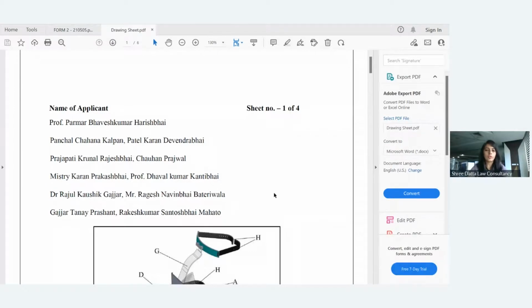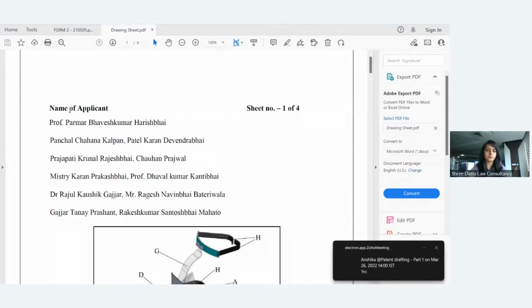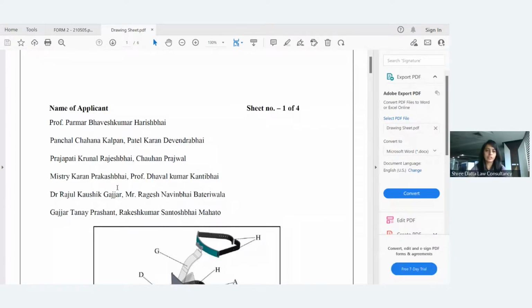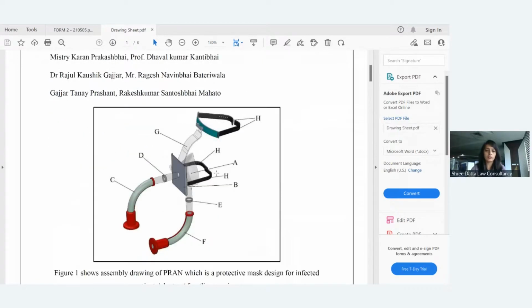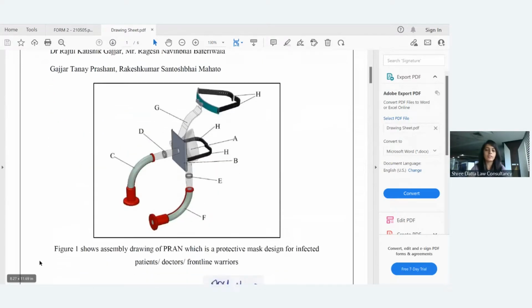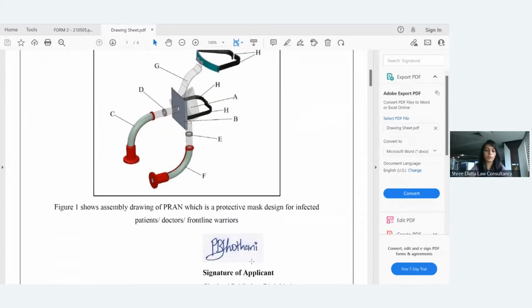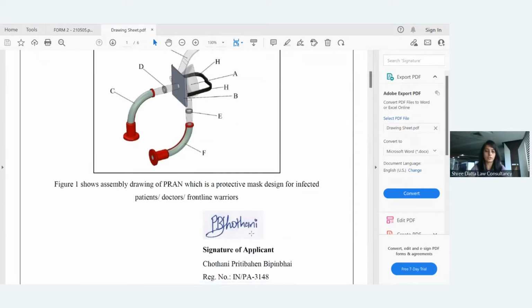Okay. So as I told, in the left hand top corner, we have to write down the name of the applicant or applicants, then the total number of sheets. This is an old patent, so I have not mentioned it, but you have to write down the total number of sheets here, that is 4. Then the sheet number, 1 out of 4, in the right hand top corner. Then you have to write the figure here, figure 1 shows this, and in the right hand bottom corner you have to write down the name with the signature.